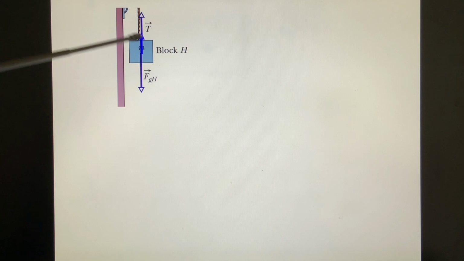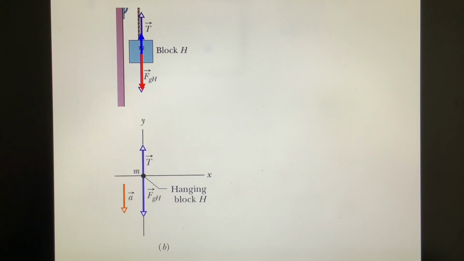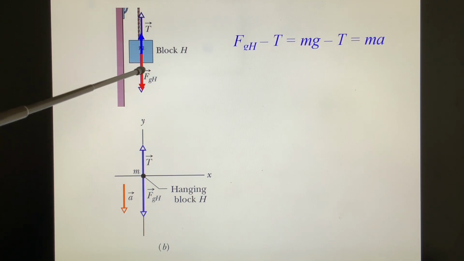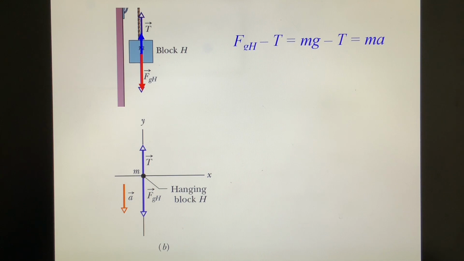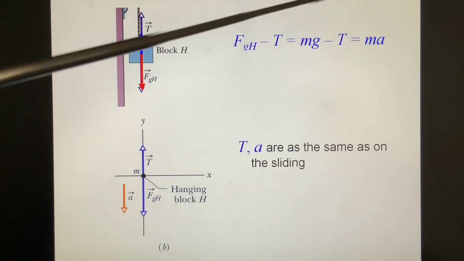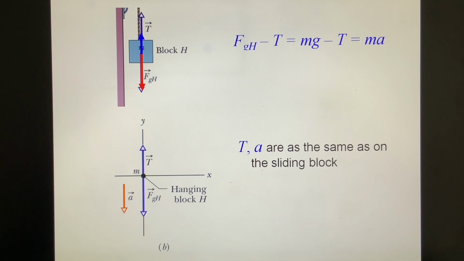Now let's look at the free body diagram for the hanging block. You have a T upward, gravitational force downward, and acceleration. This acceleration should be downward, because the sliding block goes to the right, so this one goes down. We write mg minus T equals ma. This T and this a are shared with the previous equation. That's the interaction between them.